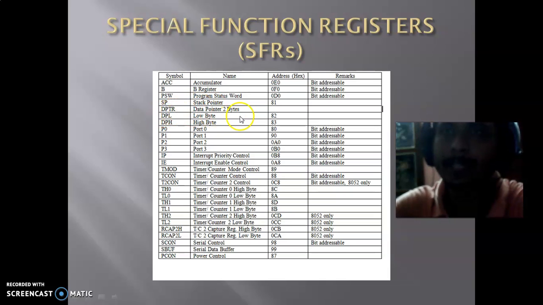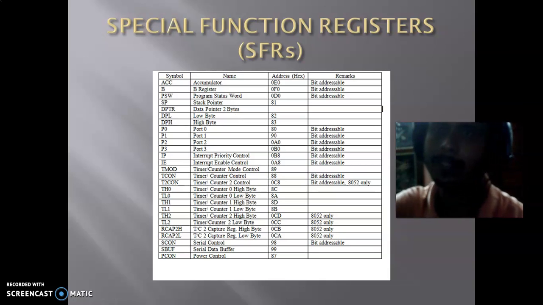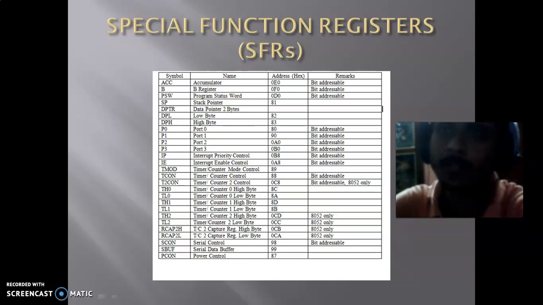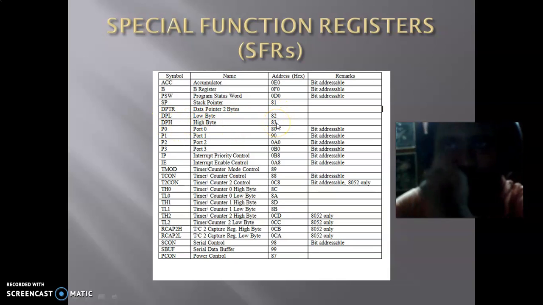Next is the DPTR. This is a data pointer, 2 bytes. This is not bit addressable, but this is also a special function register by which we can select particular data that is stored at an address. And it has two parts, that is DPL and DPH. Its addresses are 82 and 83. And we have 4 ports, that is P0, P1, P2 and P3, and each port has a special function register, P0 for port 0, P1 for port 1, P2 for port 2, and P3 for port 3, and its addresses are 80, 90, 0A0, B0.